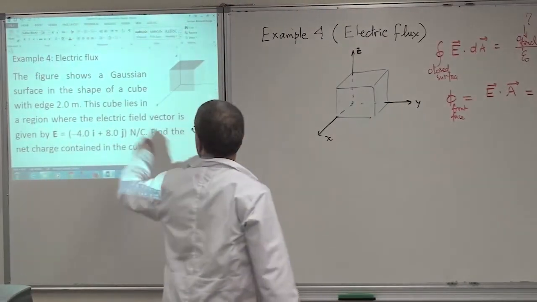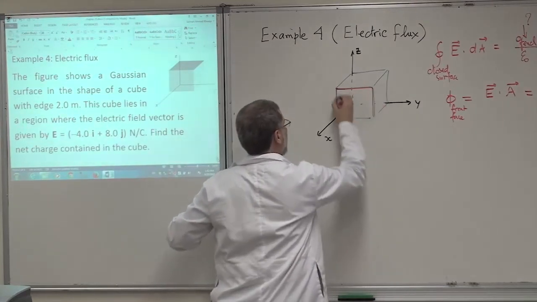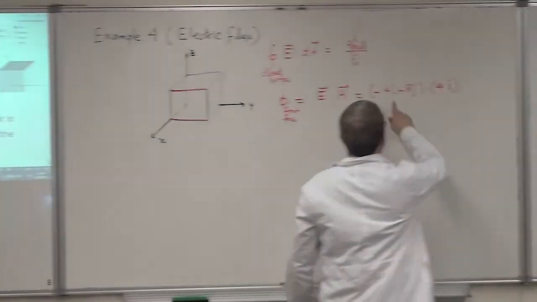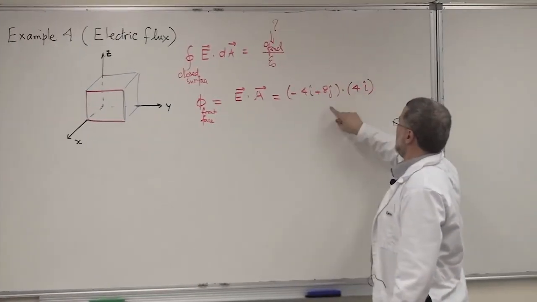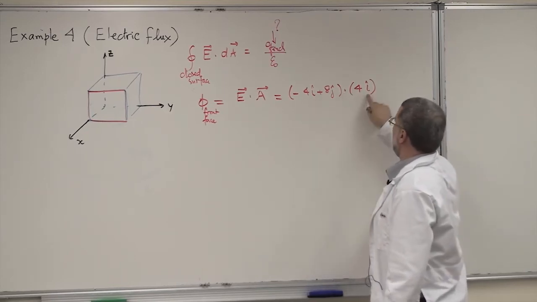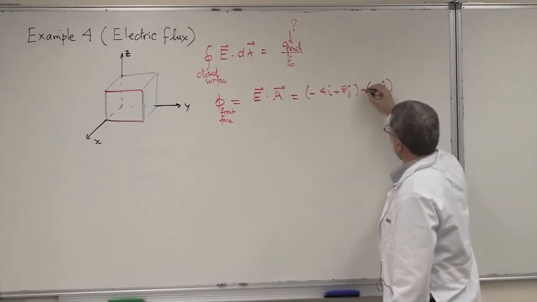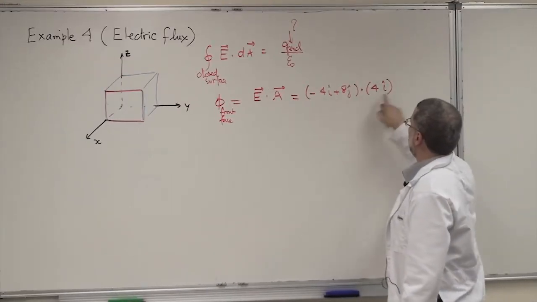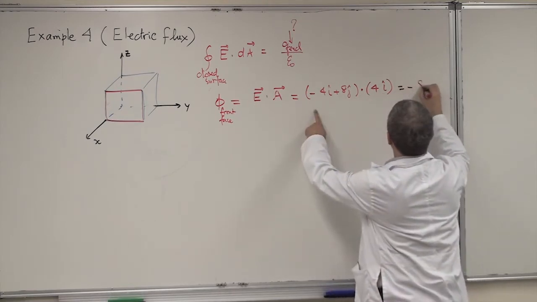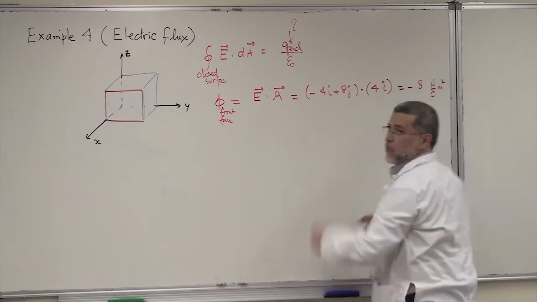Why 4? Because each side is 2 meters. So the area of this face is 4 meters square. I'm talking about this front face. Okay? So i dot i will give you 1. And j dot i will give you 0. Because the dot product gives you the cosine. The cosine of 0 is 1. So this will give me minus 16. Newton per Coulomb meter square. That's the front face.